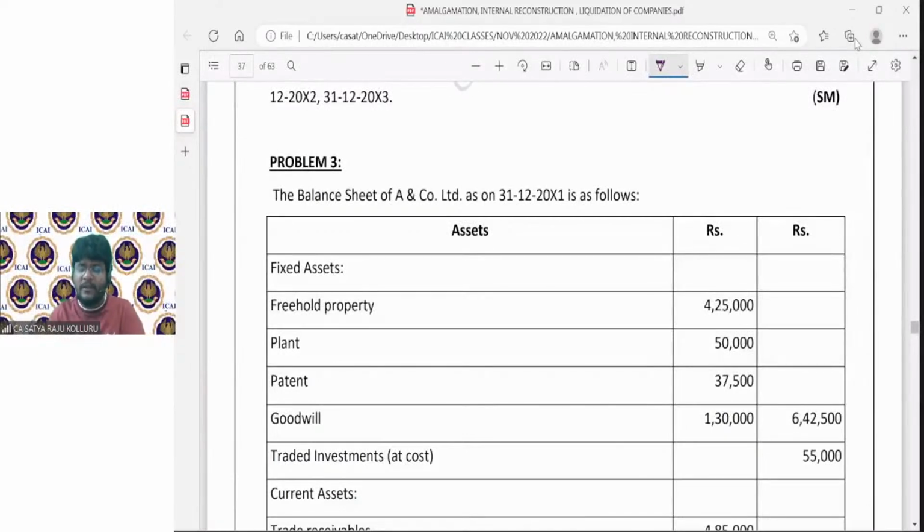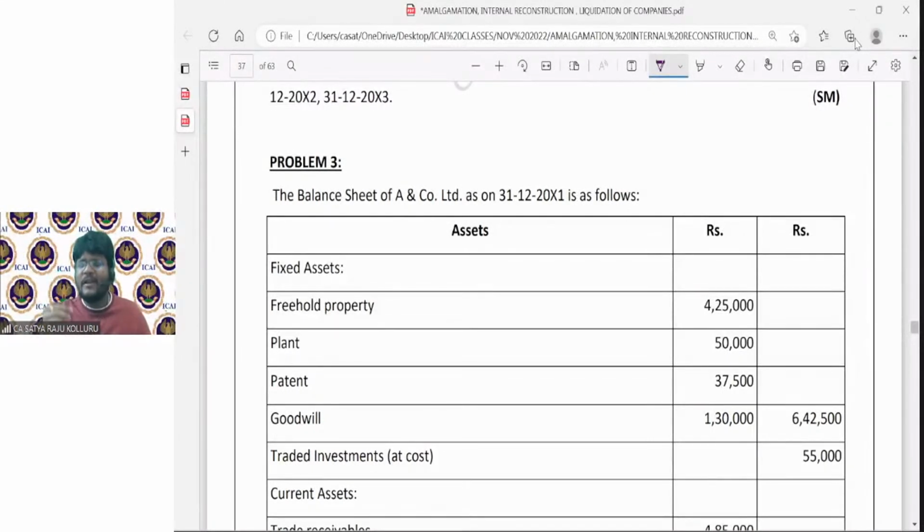If you go to some other chapter like internal reconstruction, each and every component is important because a lot of issues are impacting here. Here also some of the assets and some of the liabilities may not be touched by the management. Those come into the balance sheet as they are. No need to think much about such things.